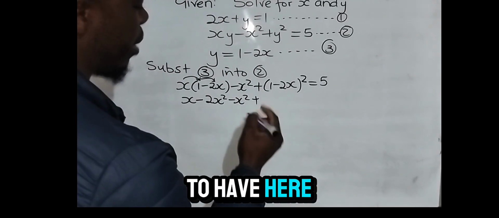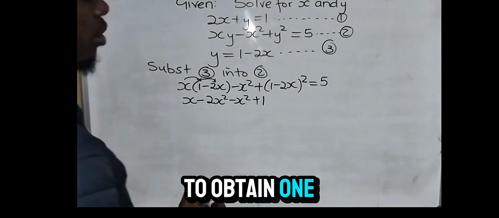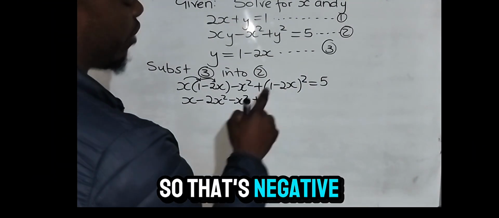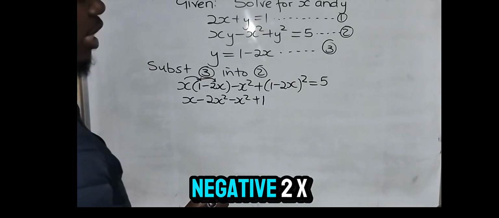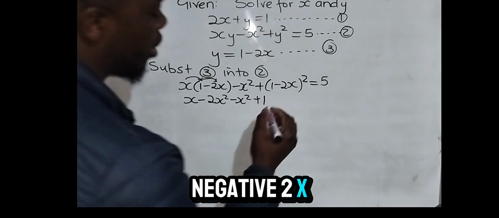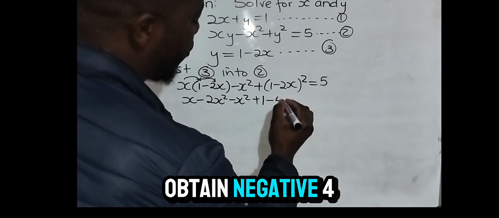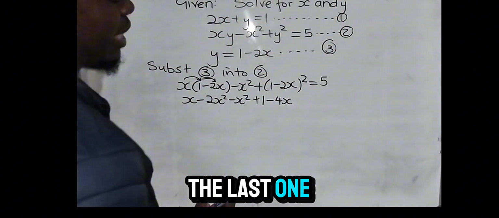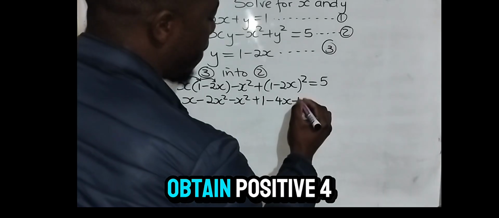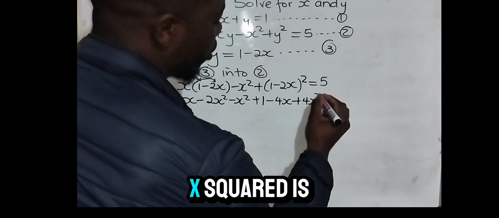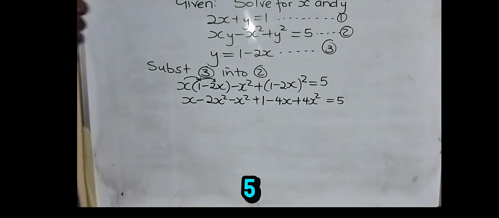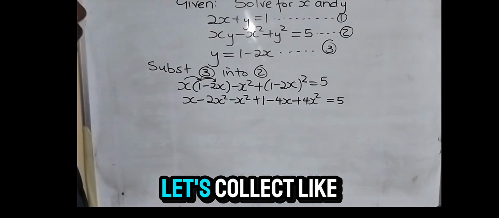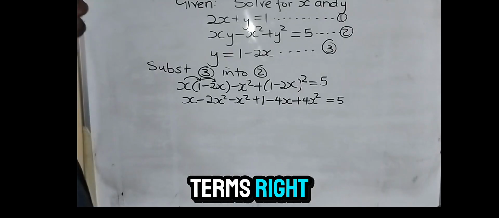So what are we going to have here? If we square 1, we're going to obtain 1. And then 1 times negative 2x, that's negative 2x, and negative 2x times 1 is negative 2x, so we're going to obtain negative 4x. And then we square the last one, negative 2x squared, we're going to obtain positive 4x squared, is equal to 5. Now, this is just simple algebra where we collect like terms. Let's collect like terms.